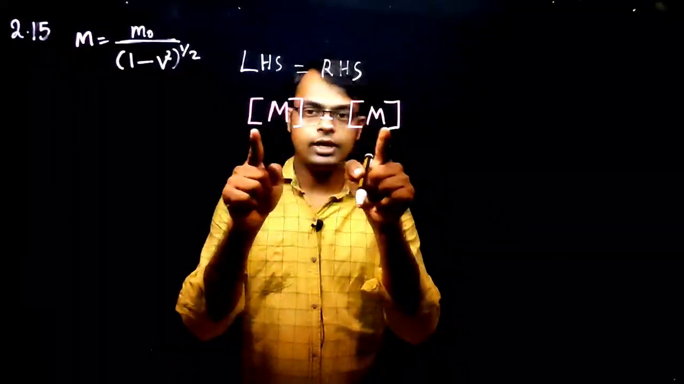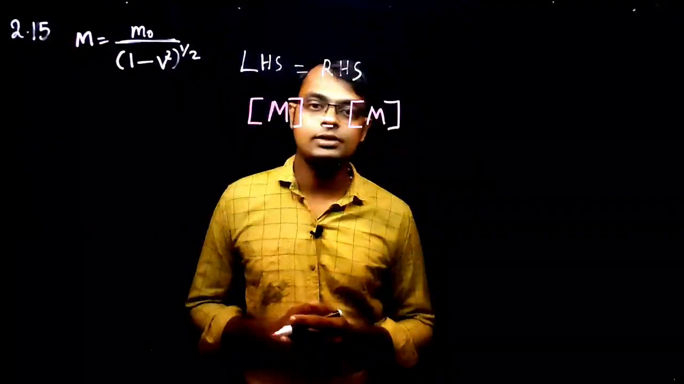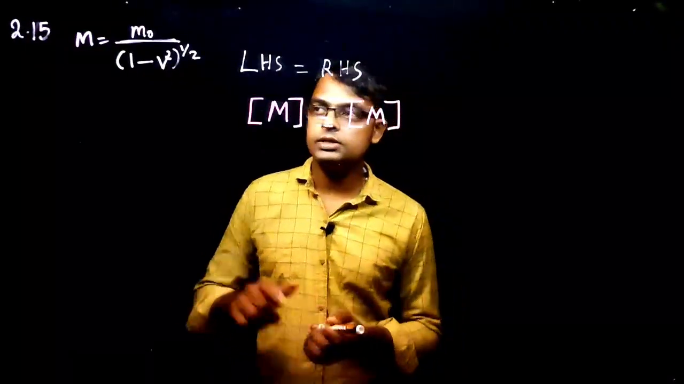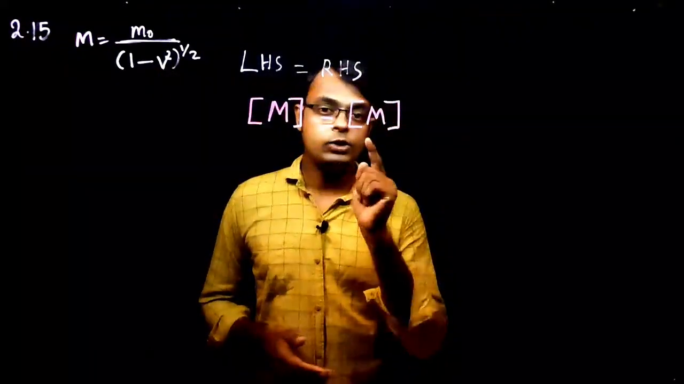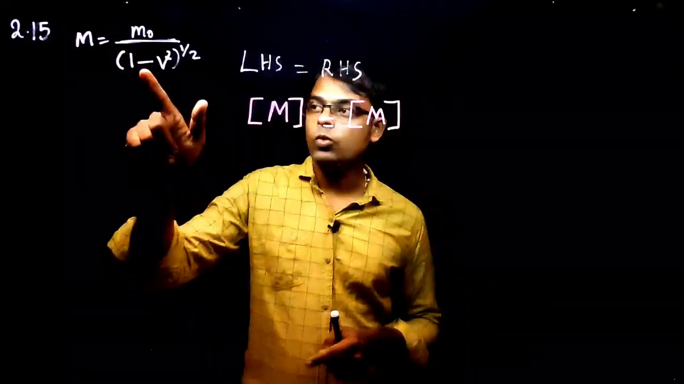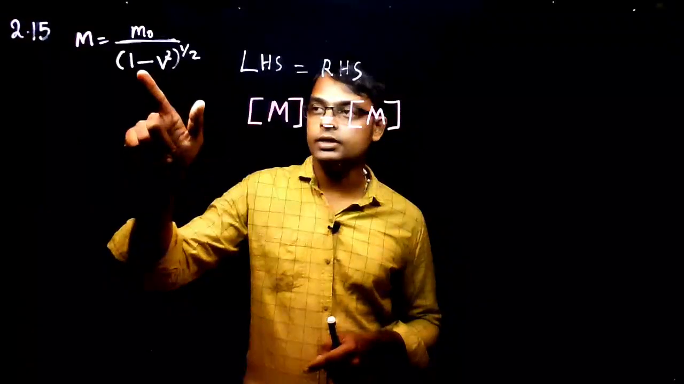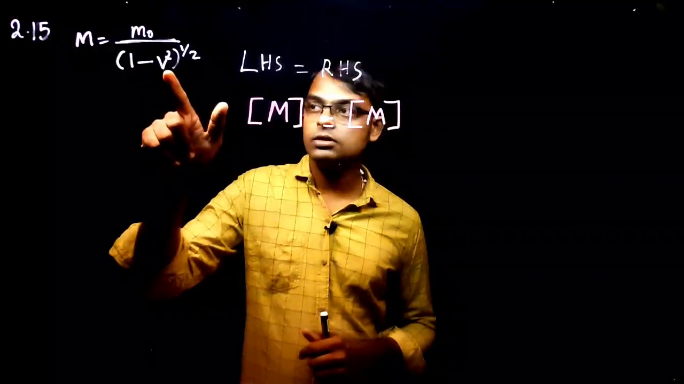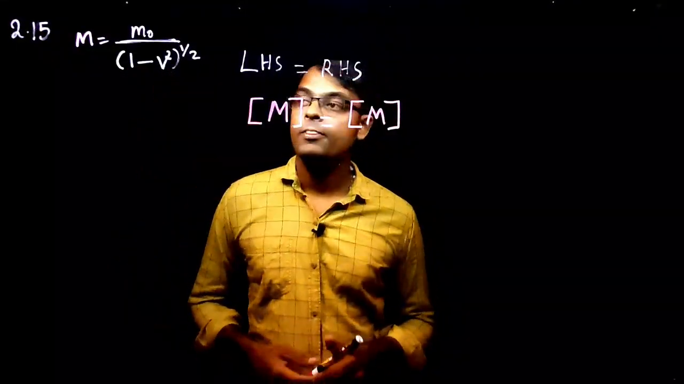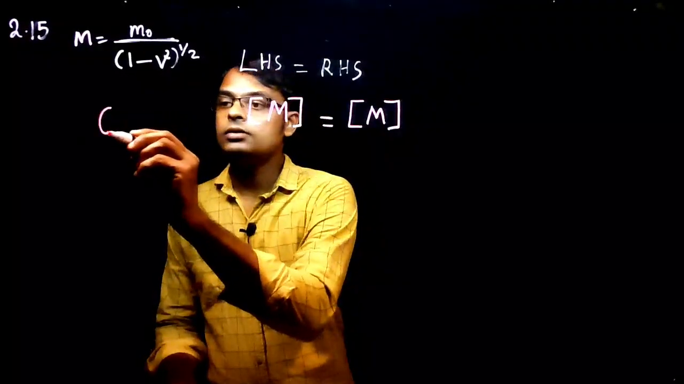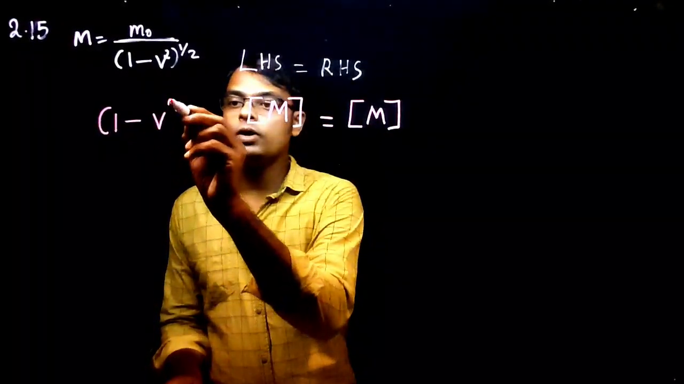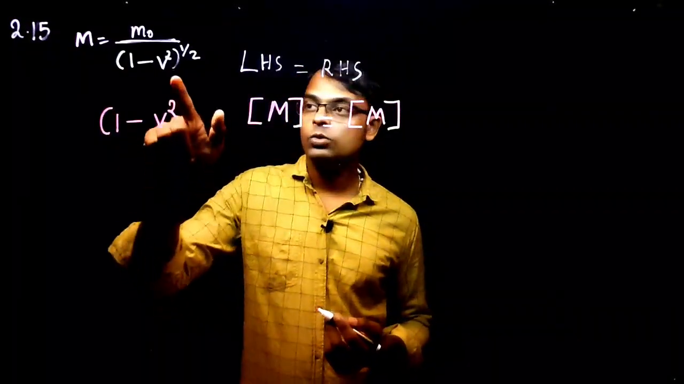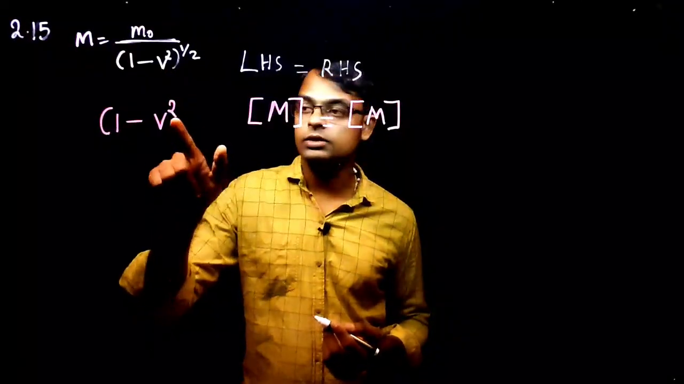That means now the dimensions are equal, but the denominator is 1 minus v square, all to the power 1 by 2. Can you subtract a quantity from 1? 1 means what? A dimensionless quantity. V square has a dimension. Can you subtract these two quantities? This term should be dimensionless. How can you make it dimensionless? V means speed, right? So below it there must also be speed. So here it is speed square.